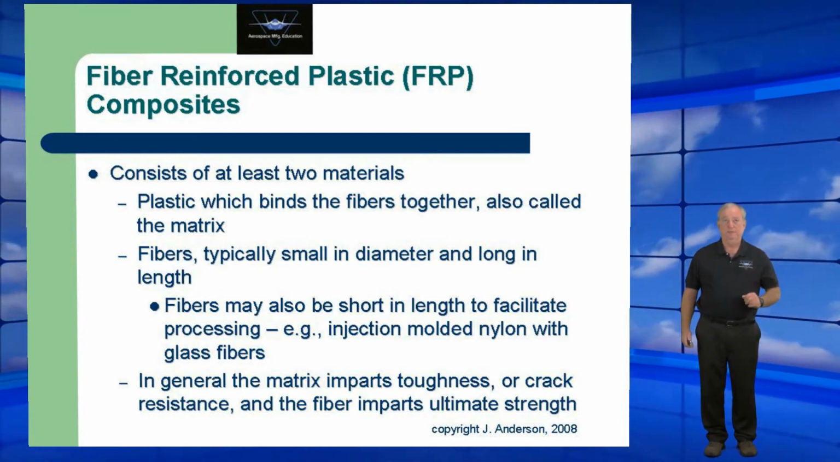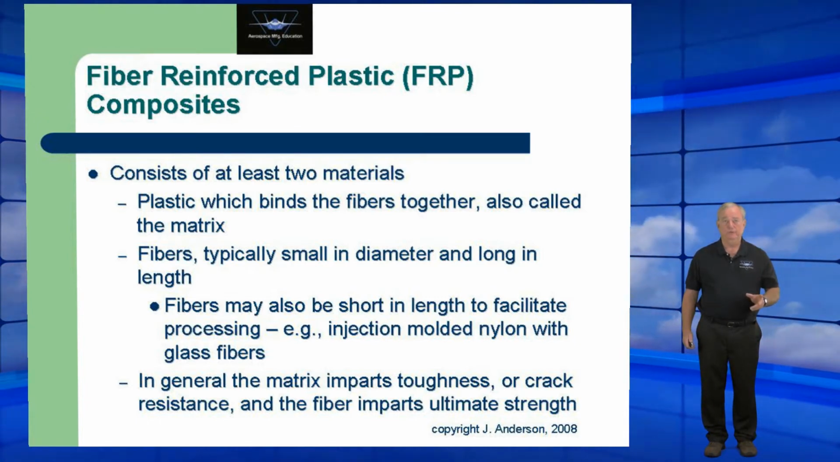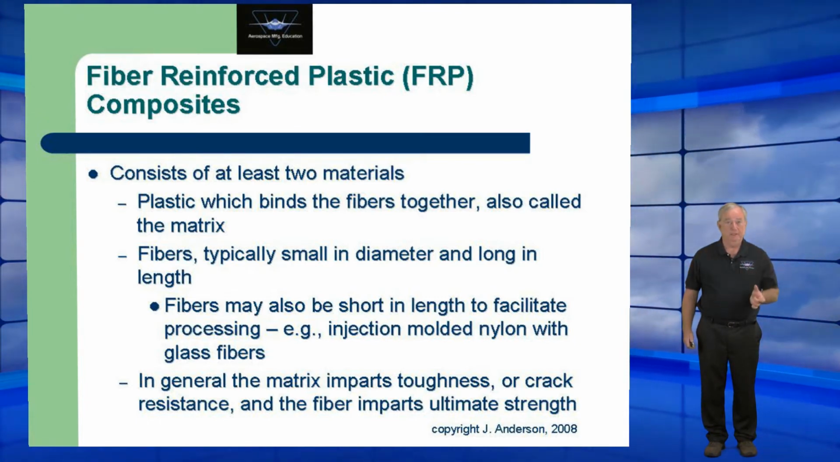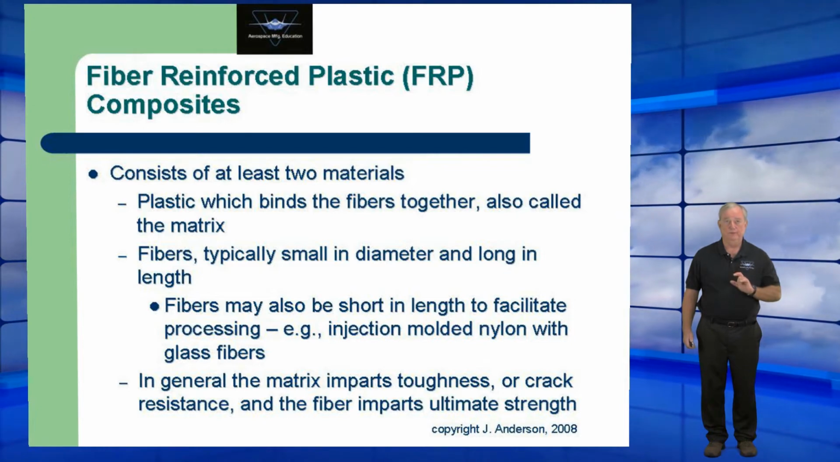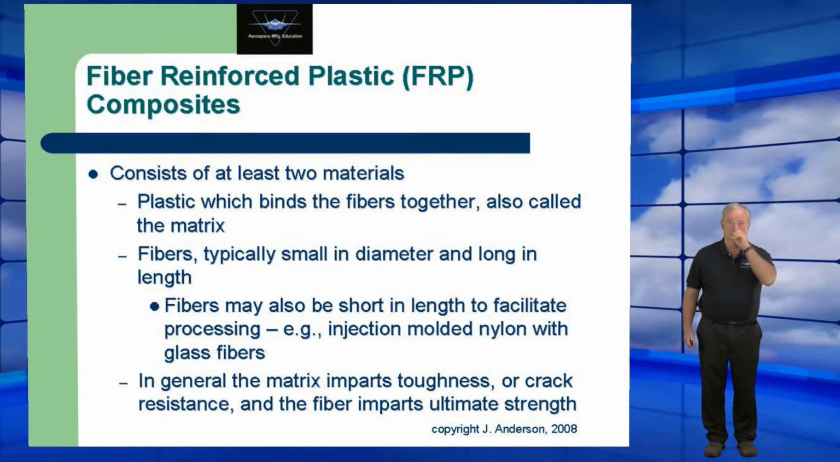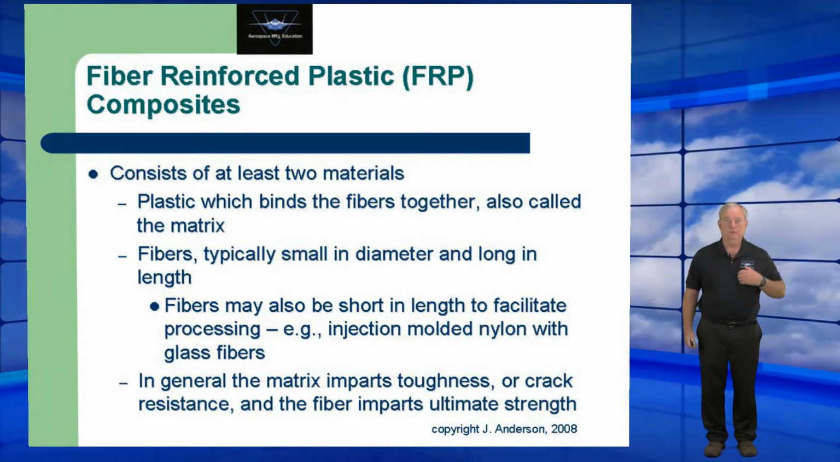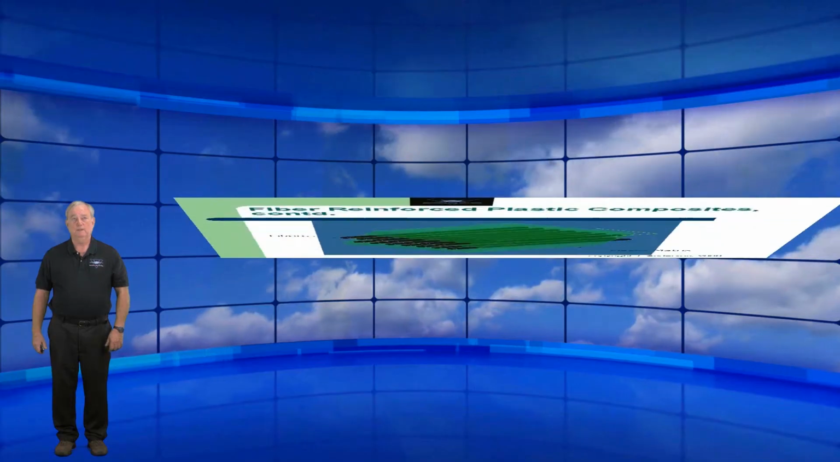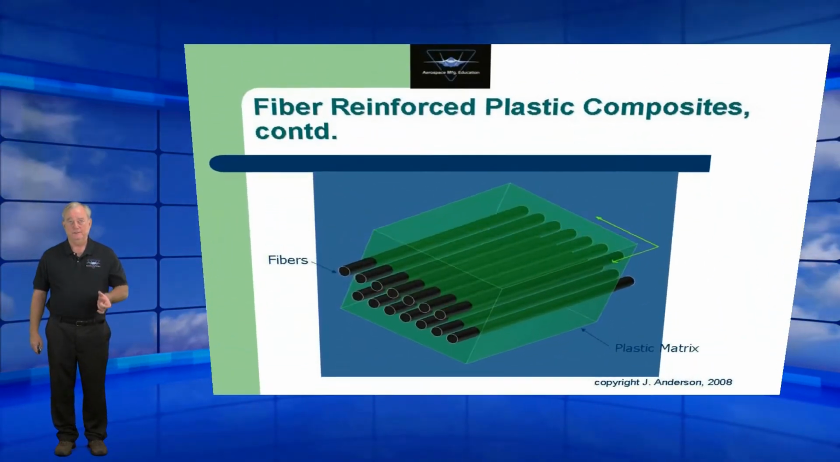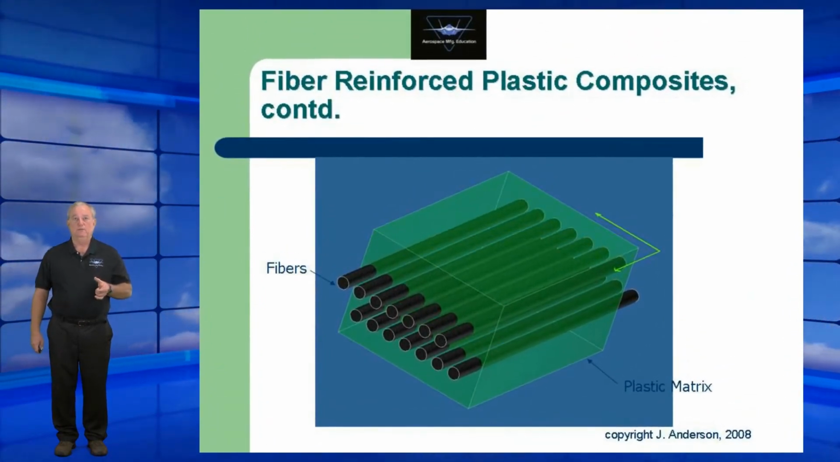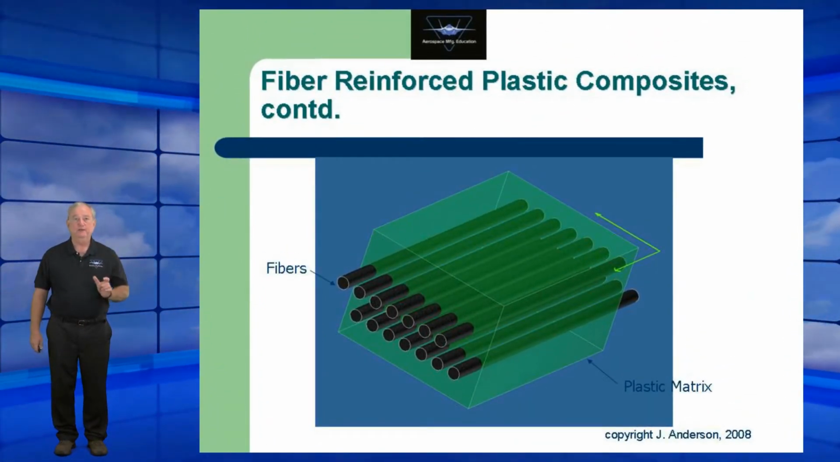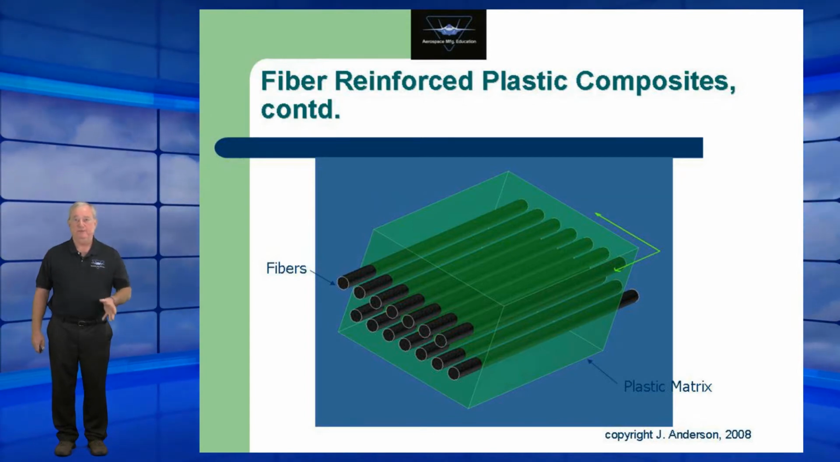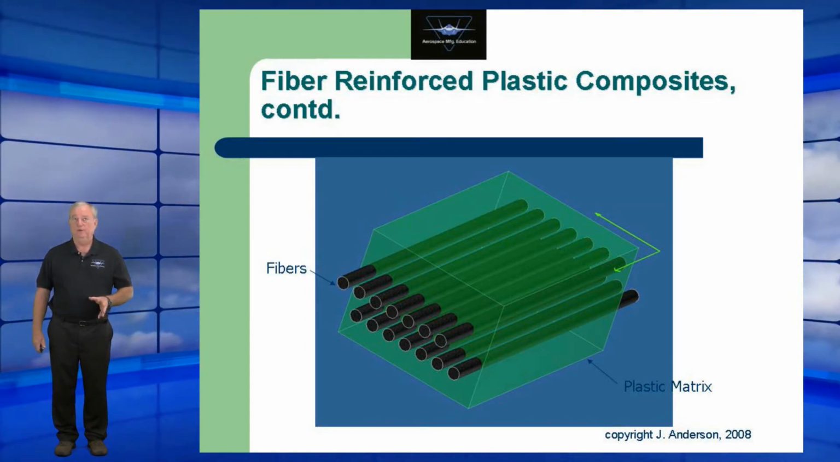It talks about how they're made. They consist of two materials, a plastic matrix and the fibers. And then we talk about what each of those components offers to the overall material. Next, to continue along that same thought, we have a graphic that shows how you combine this plastic and the fibrous material into an overall composite.